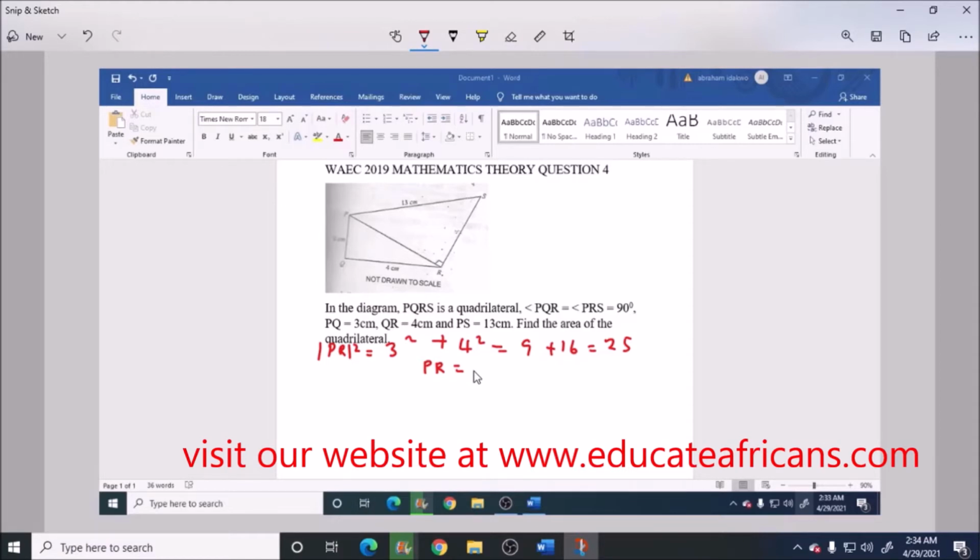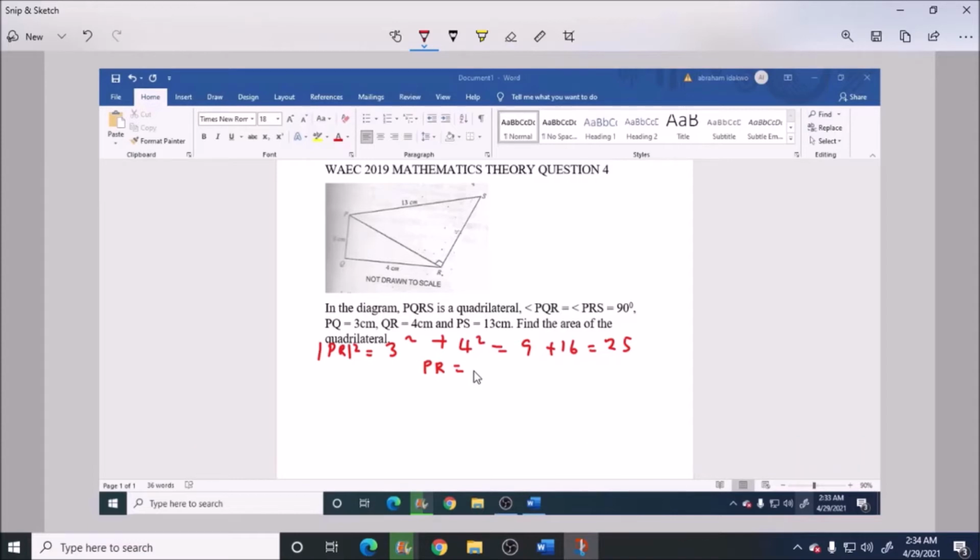So we have RS. Let's calculate for RS, which is equal to 13 squared minus 5 squared. Now this will give us 169 minus 25, which is equal to 144, and the root of 144 is equals to 12. Okay, 12 centimeter.